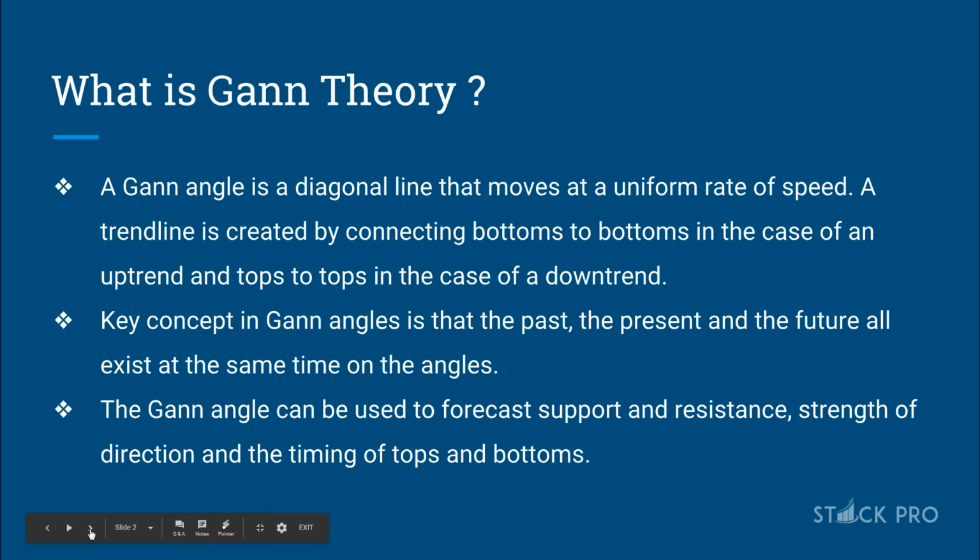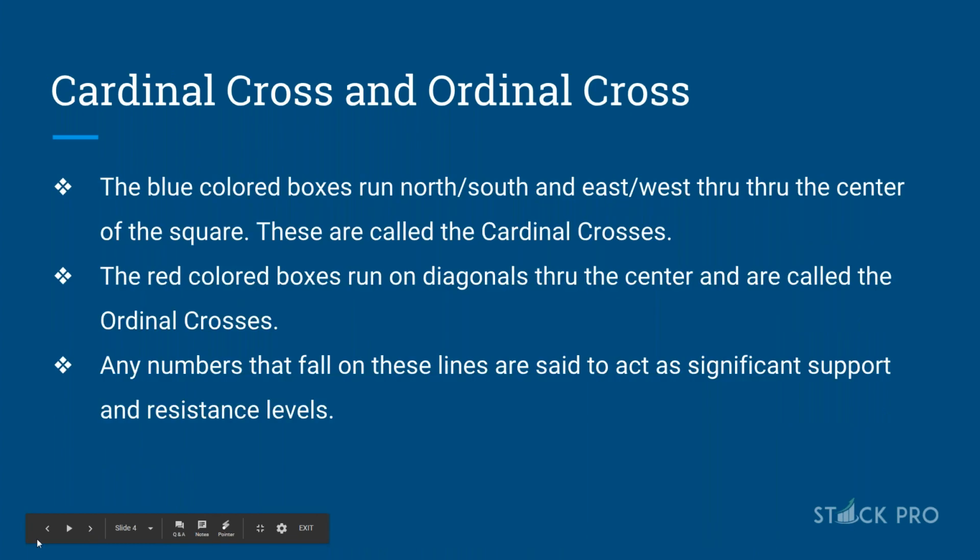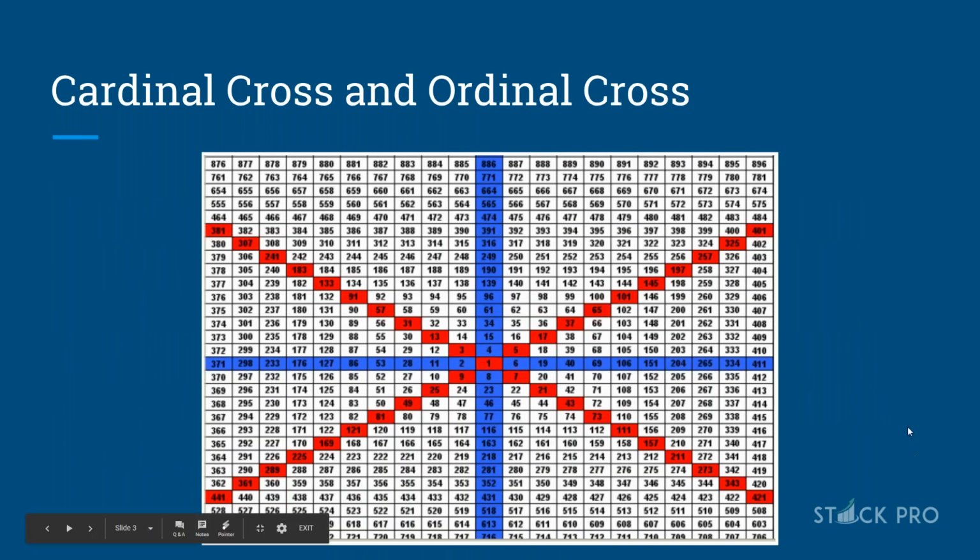So you can see right here, this is a Gann square, right? This is a Gann square. Let me just take up a pen, give me a second.